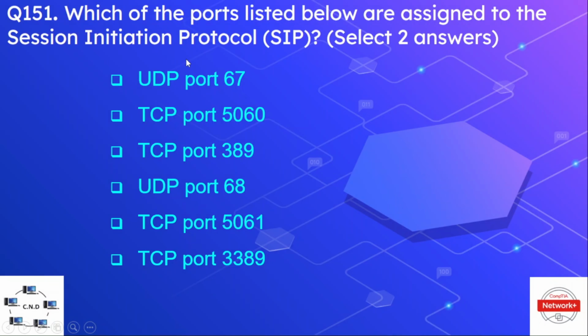Question number 151 and the last question is which of the ports listed below are assigned to the Session Initiation Protocol or SIP? We have to select two answers. And the options are UDP port 67, TCP port 5060, TCP port 389, UDP port 68, TCP port 5061 or TCP port 3389. And the correct options are TCP port 5060 and TCP port 5061.